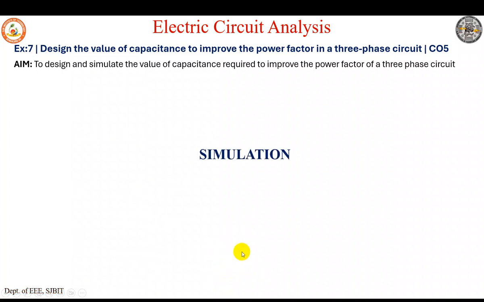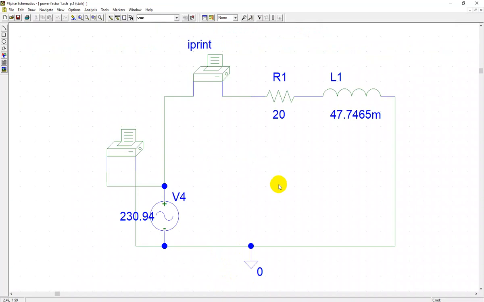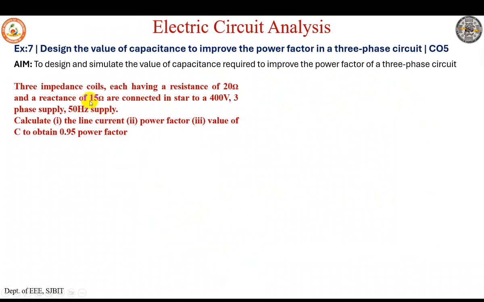So let us simulate the problem. I hope now you are well versed in building the circuit, so I have built the circuit just to save time. Let me explain. We take the value of resistance as 20. We take the value of L and we find out the value of L. Please understand the given value of XL is 15, so we have to find out the value of L.